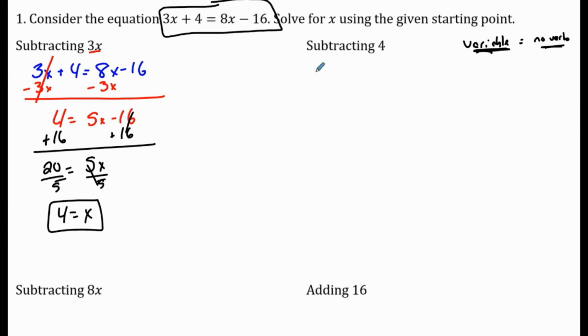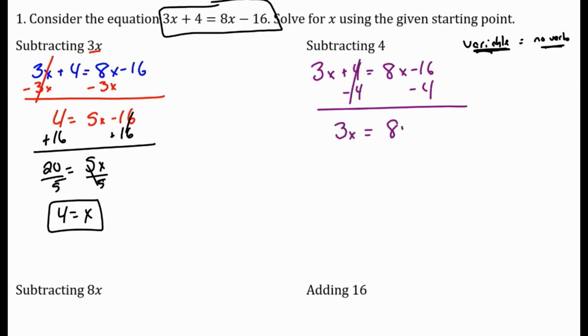Another option is you could have subtracted 4 from both sides. There's lots of legal things to do here. Maybe you said, I don't like this plus 4. I'm going to subtract 4 from both sides. It's a legal start. 3x, those go to 0, equals 8x minus 20.